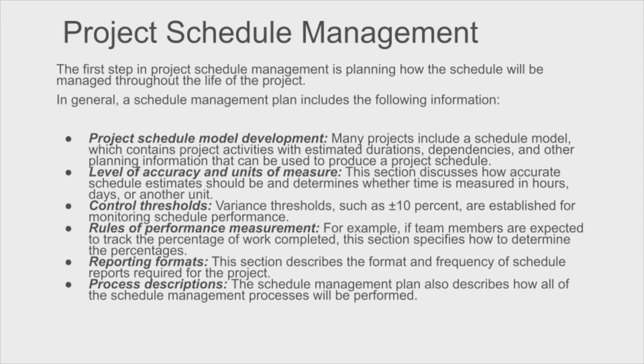Rules of performance measurement. So for example, if team members are expected to track the percentage of work completed, this section specifies how they're going to calculate those percentages. Report formatting. This section describes the format, the frequency, and the schedule of the report. So how is the communication being delivered to the stakeholders? What is the schedule of that? Process descriptions. The schedule management plan also describes how all of the schedule management processes will be performed.